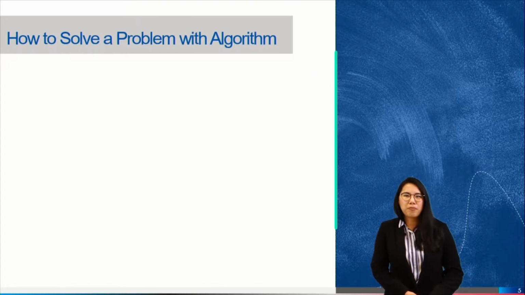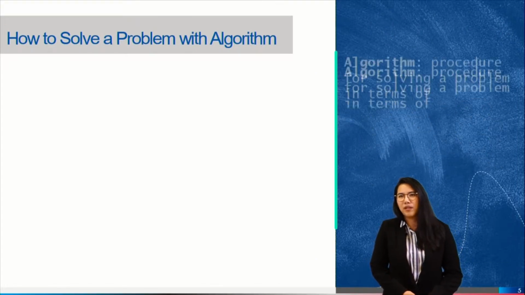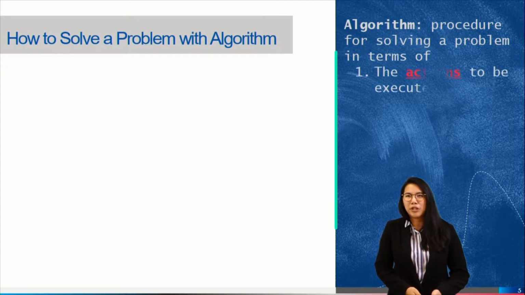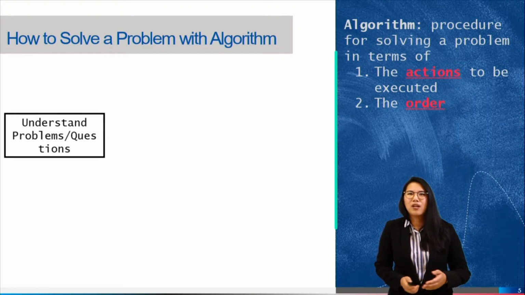So how do you solve a problem with an algorithm? An algorithm is, again, the steps to solve the problem. It's divided into two terms. The first one, you need to know the action to be executed. And the second one is the order, which one goes first, and the second, and the last.